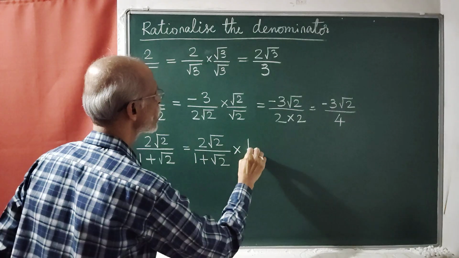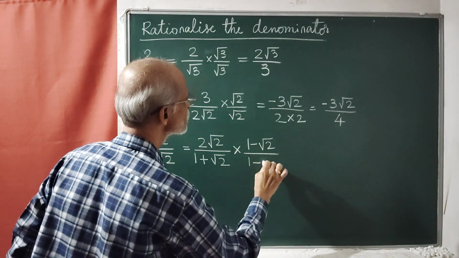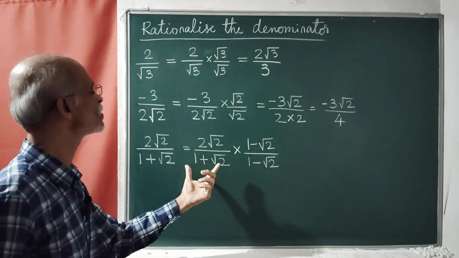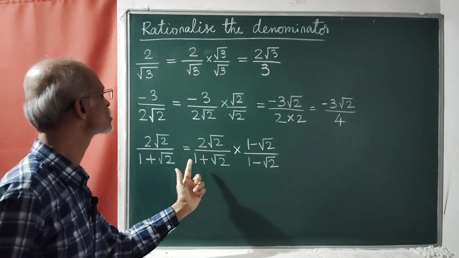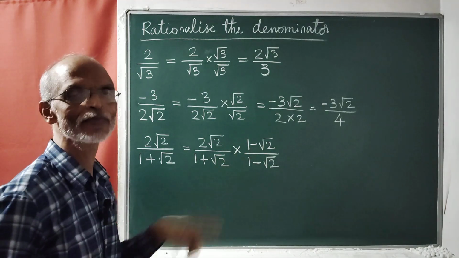See, 1 minus root 2. Same thing we should multiply but with opposite sign. It is 1 plus root 2, we multiply with 1 minus root 2.